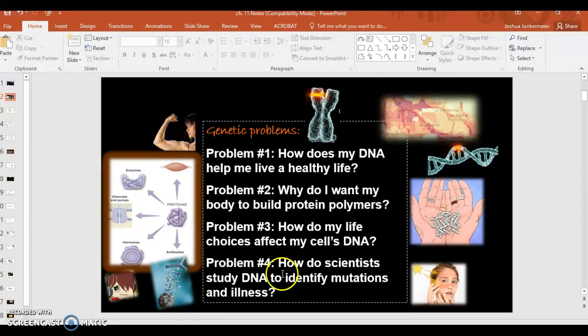So we'll continue looking at proteins and making sure that we talk about ones that you find interesting. And really, we're just going to spend time trying to better understand why we should care about protein. All right, problem number 3 is, how do my life choices affect my cell's DNA?